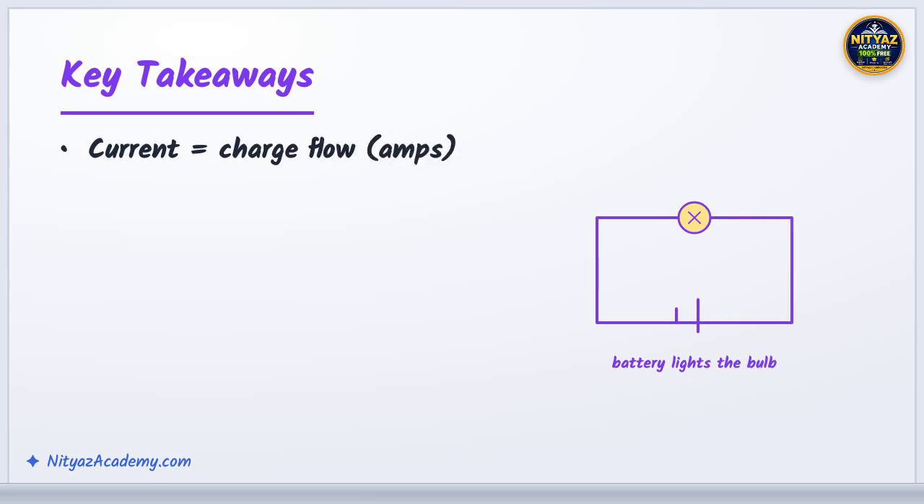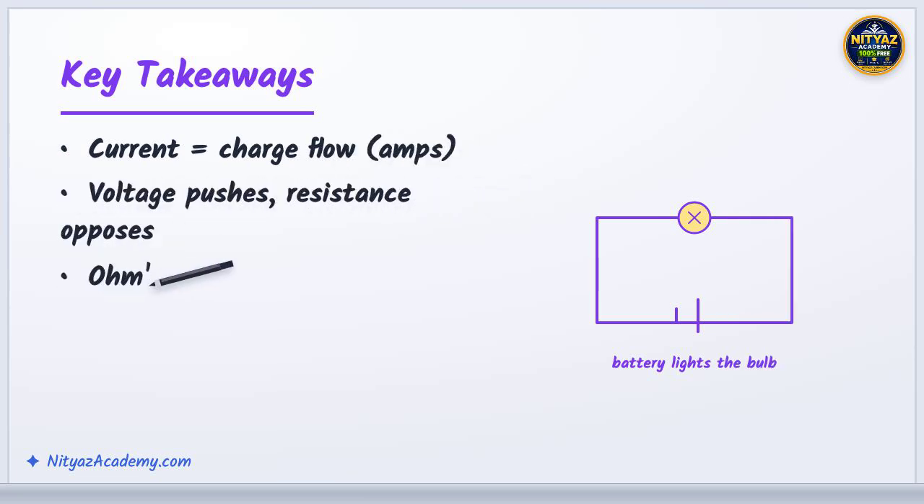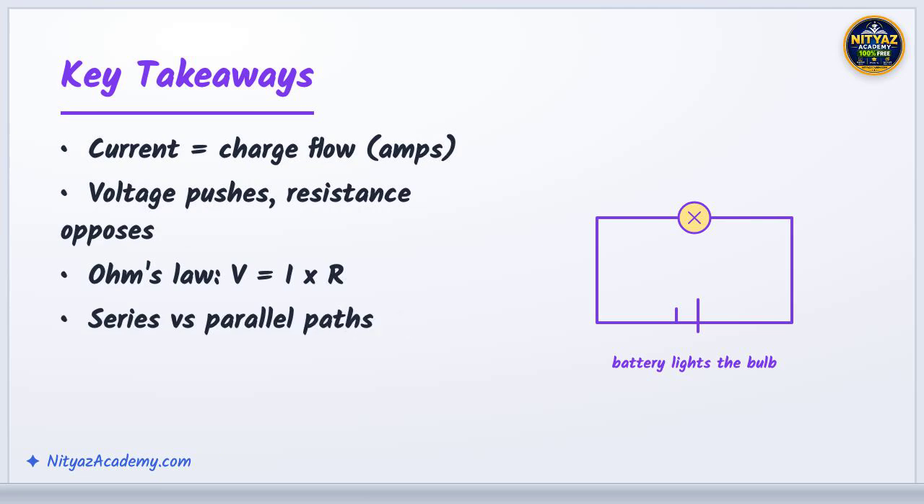To recap, current is the flow of charge around a complete loop. Voltage provides the push, and resistance opposes it. Ohm's law links them as voltage equals current times resistance. Components wired in series share one path, while parallel wiring gives each its own. Master these basics and you can read any simple circuit, from a flashlight to the wiring in your walls.